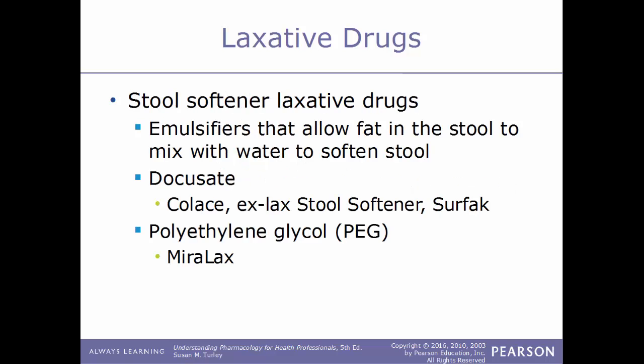Another type of laxative drugs are stool softeners. These are emulsifiers that allow fat into the stool to mix with the water to help soften the stool. An example of this would be docusate, which is sold under the trade name Colace or Ex-Lax stool softener or Surfak. Another type would be polyethylene glycol or PEG, and that's sold under the trade name of Miralax.